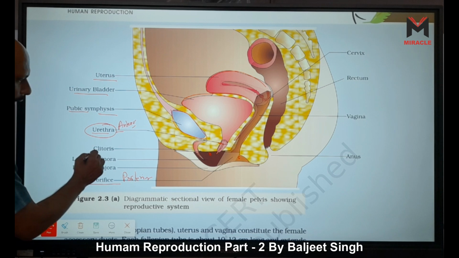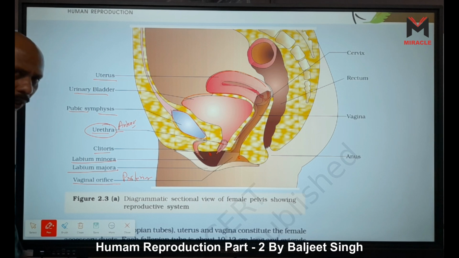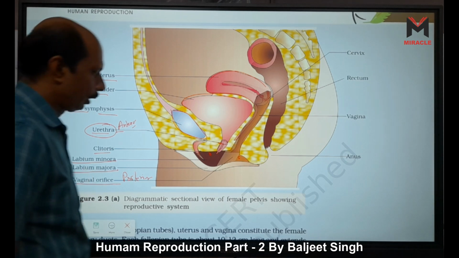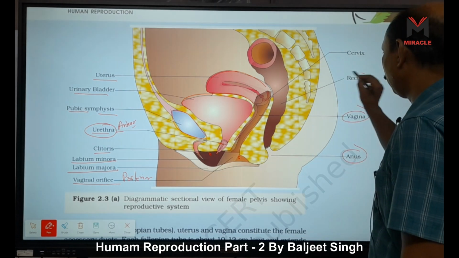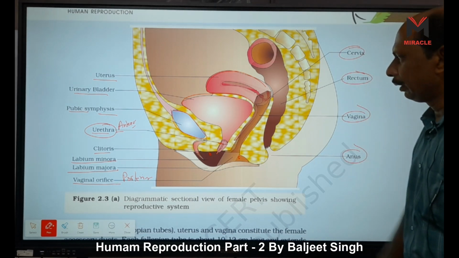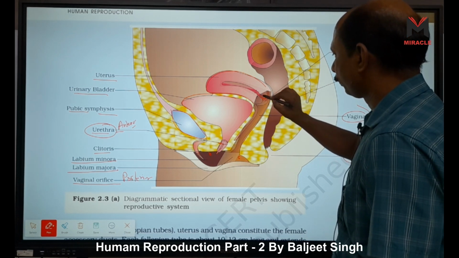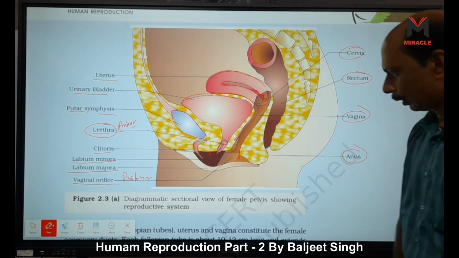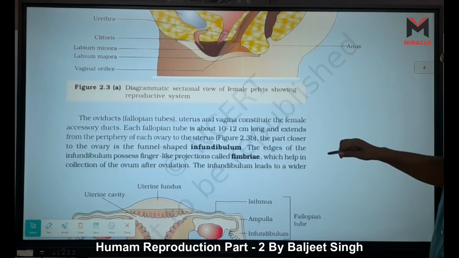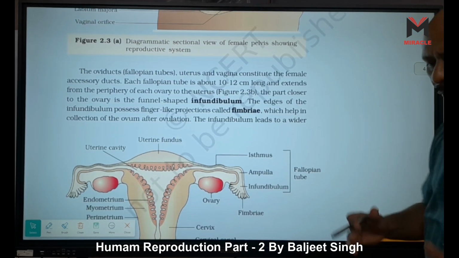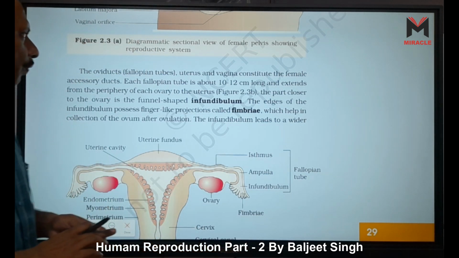Okay, that is the clitoris, that is the labia minora, and the labia majora is the outer one, right? On this side it is the anus, vagina, rectum, cervix, right? This is the last part of the uterus, which is called the cervix. Okay. Now in this figure, you understand the location of different parts of the reproductive system of a female.